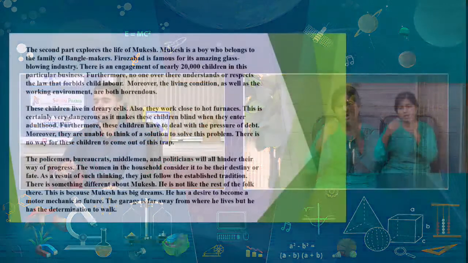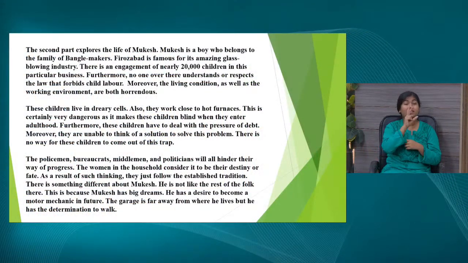Exactly. The second part explores the life of Mukesh. Mukesh is a boy who belongs to a family of bangle makers, like I introduced earlier, and he lives in Firozabad, which is famous for its bangle making industry. There is an industry of at least 20,000 children who are working as bangle makers. So the writer points out that there is a need for improvement there, because the children don't know what life beyond bangle making is. The children there are in a dreary state, which means the state of children is very pathetic there.